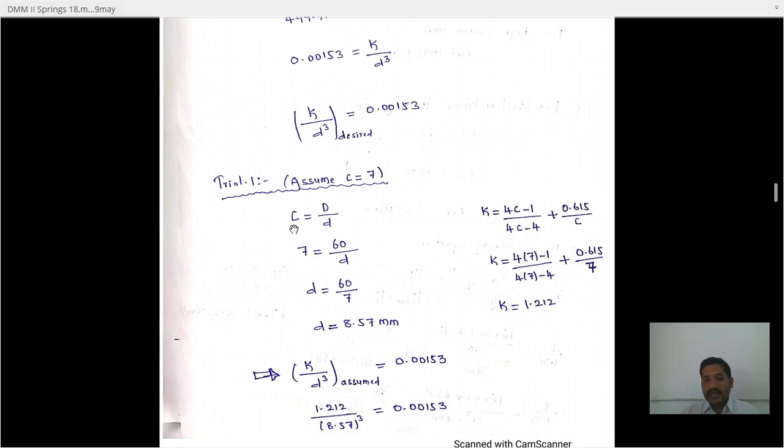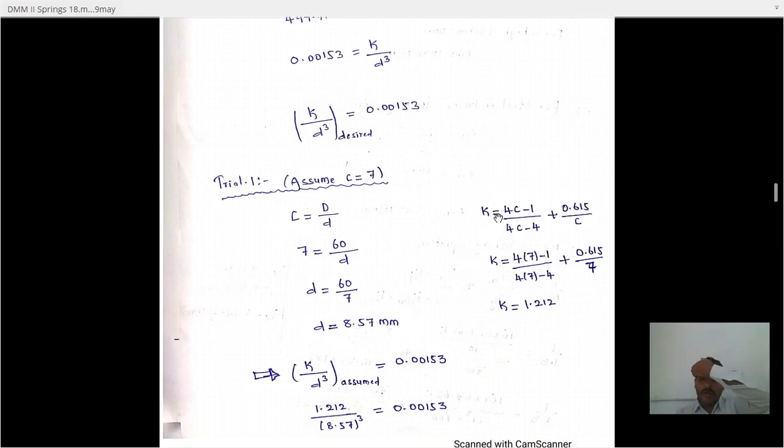Spring index C is equal to capital D by small d. The capital D is nothing but the mean diameter of the coil, or the mean diameter of the spring, and small d indicates the diameter of the wire. Here the spring index C is given as 7, equal to capital D, already given in the question as 60, by d. So d equals 60 by 7, and you will get the answer 8.57 mm.